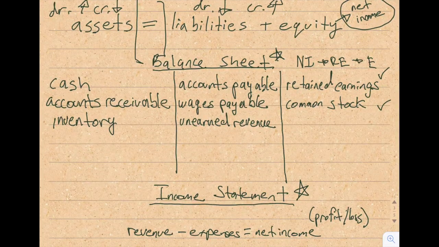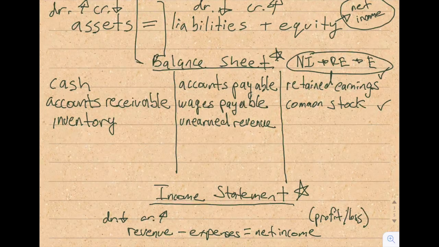So if revenue overall increases equity, well then it would only make sense that revenue is credited to increase it and debited to decrease it. So if you're crediting revenue, you're increasing it, and so it's going in the same direction as equity, right? The more revenue, the higher net income, the higher your retained earnings, the higher your overall equity. That's what this is representing here that I just circled.